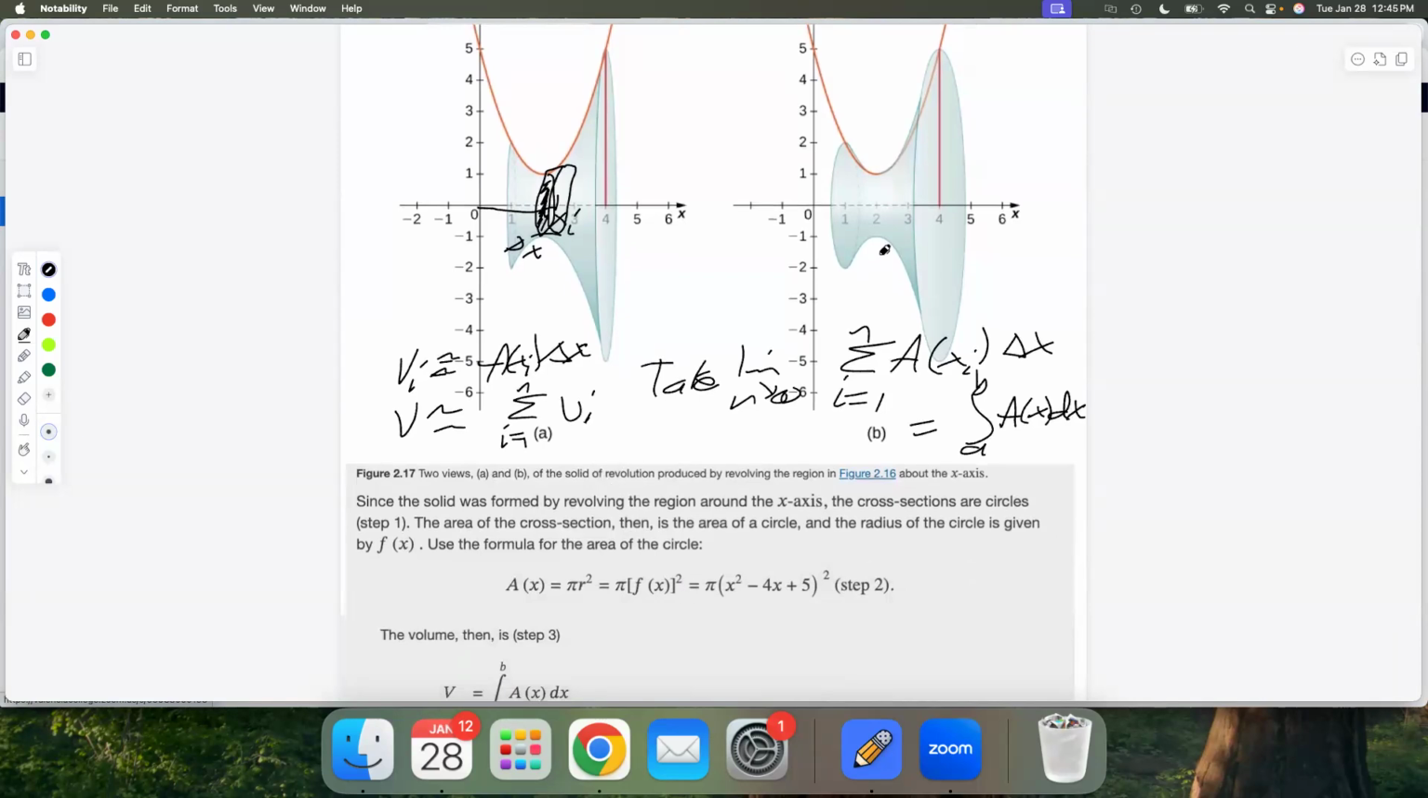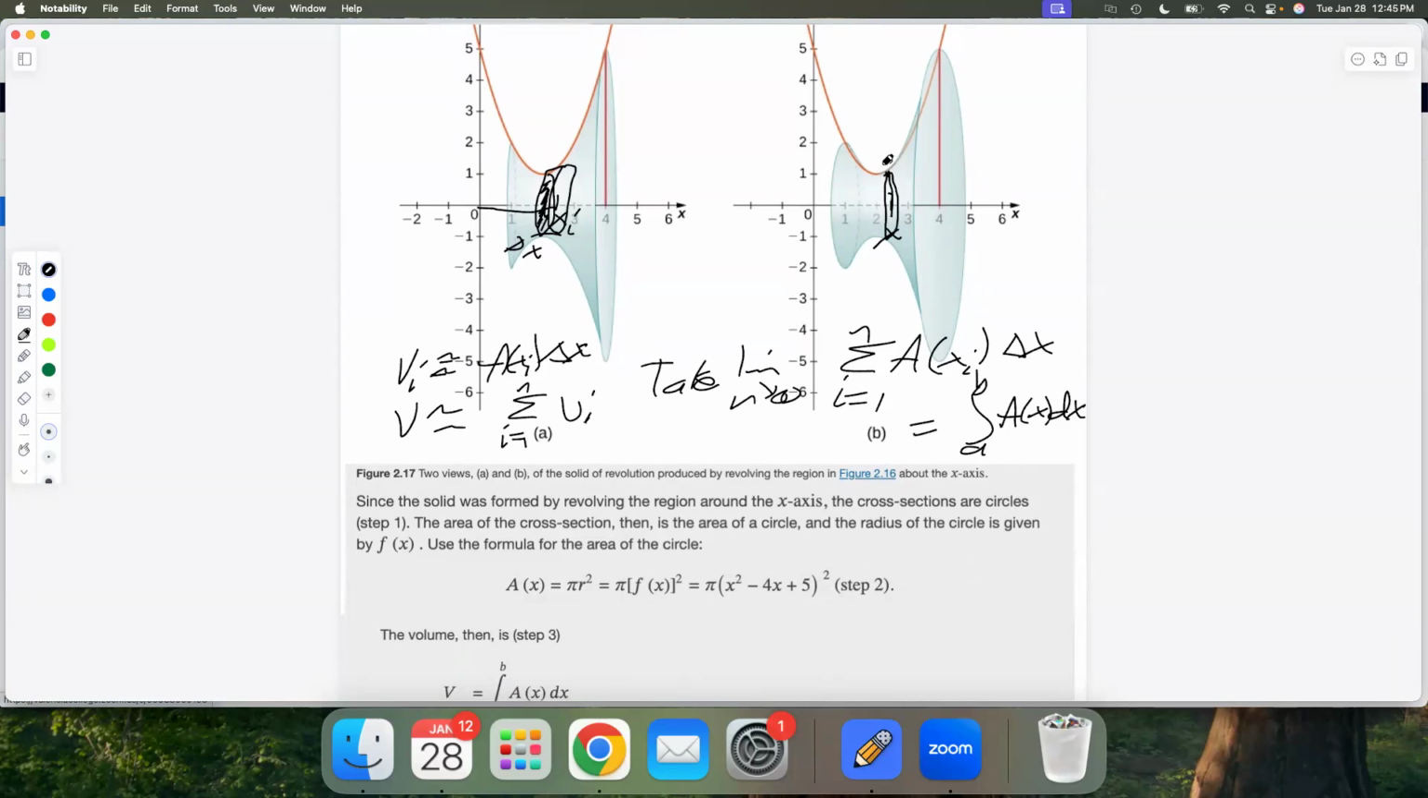Okay, so at some spot x, so I come out here, here's some spot x. What is this cross-sectional area? My cross-sectional area on the solids of revolution. Your cross-sectional area is always a circle. Always. On these kinds of problems.